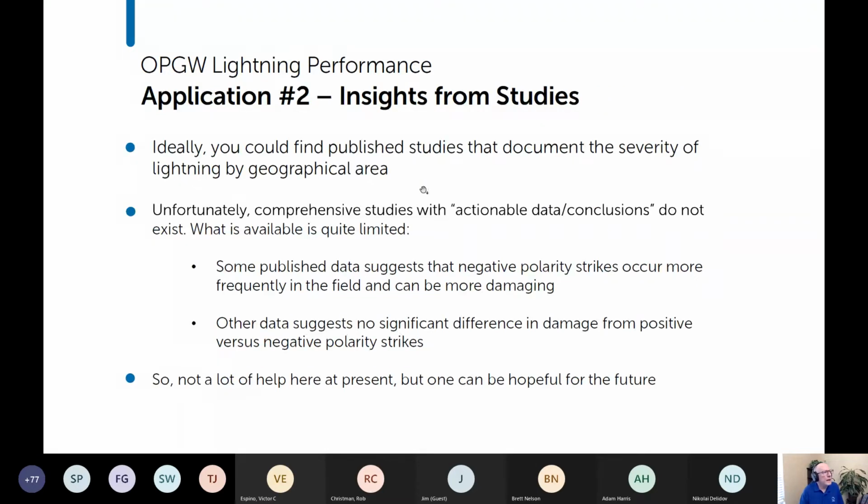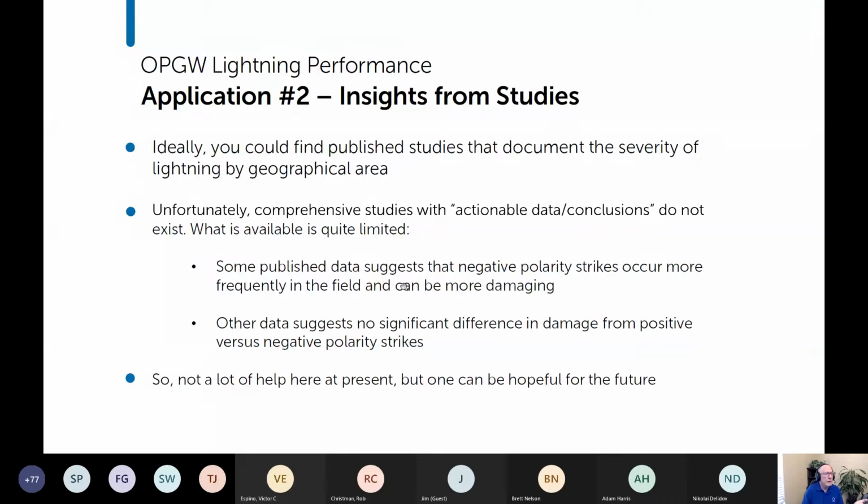So the second resource that you had was insight from professional studies. And unfortunately, I've got to tell you, this was a little bit disappointing, you may find. Ideally, you would find studies with detailed information, not just the isochronic level, but about the severity of lightning in your area. So stroke intensity, that's a factor, and stroke duration. Right? Because remember, when we integrated, we were looking at the intensity, the amplitude of the lightning, and the duration of it. But you don't find that data.